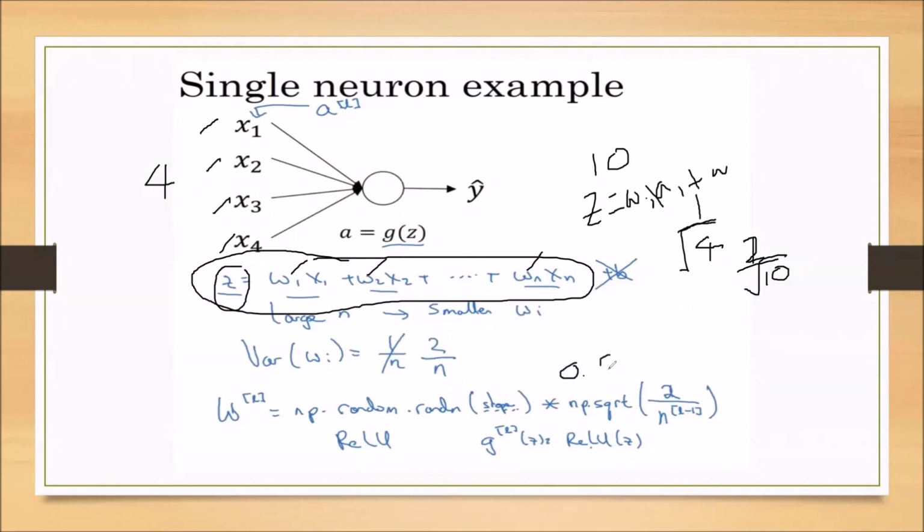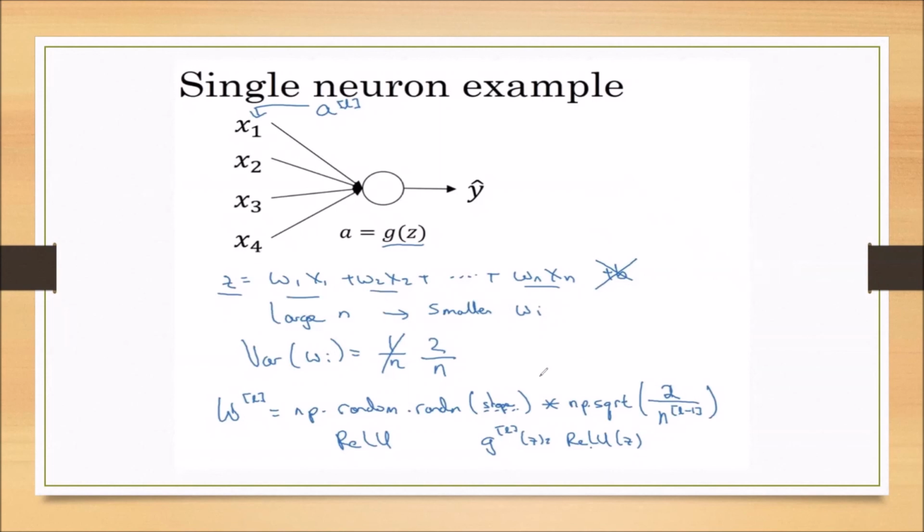Now we are changing the definition. We are not even telling you to multiply with 0.01. Sometimes this 0.01 may also become a larger value, because when we use more activation units, we are adding all these activation units to get the Z of the next layer. So now we are saying, whenever we use the rectified linear unit, just take the random matrix and multiply it with the square root of 2 by n power L minus 1.